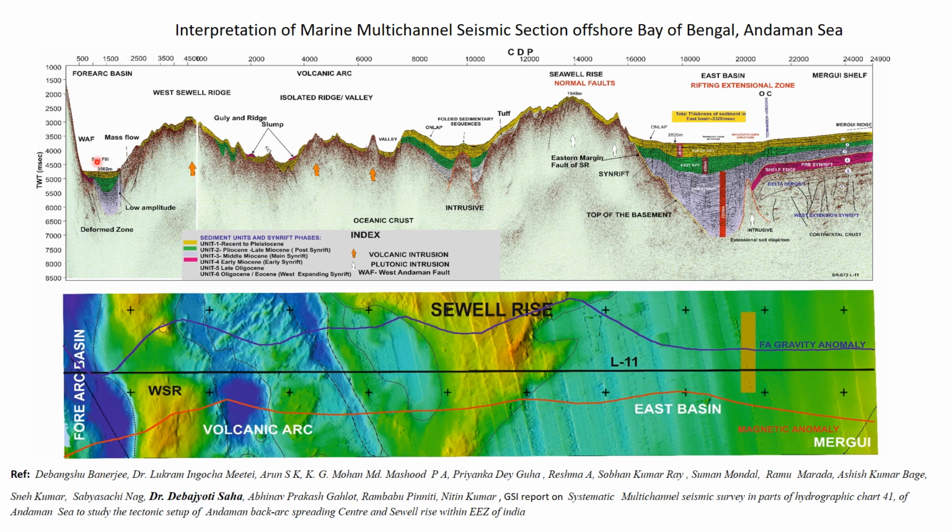Starting from the western part, this is the coast. This is the West Andaman Fault. Thereafter, there is a small sediment-filled valley, and we can see the West Sewell Ridge. There's a volcanic arc portion. Thereafter, there is a sedimentary sequence portion, followed by the Sewell Rise portion, and in the eastern part we have the East Basin, which is called the rifting extensional zone.